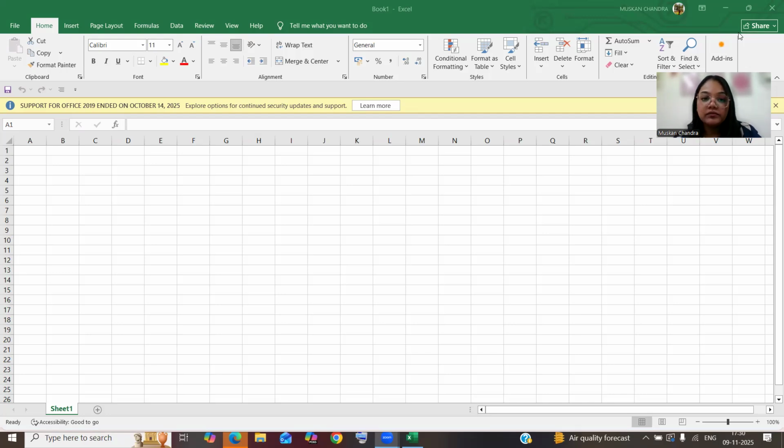So we are starting with loan amortization. Before we start building the model, let's quickly understand the concept.